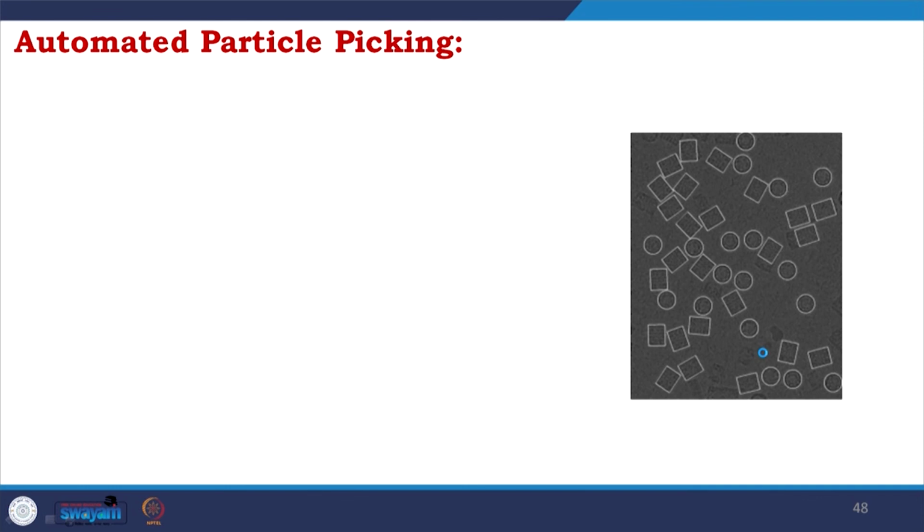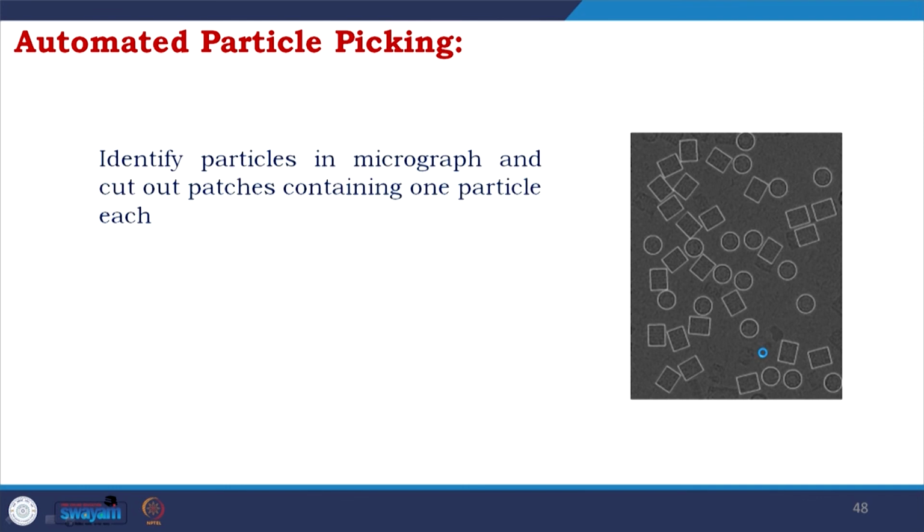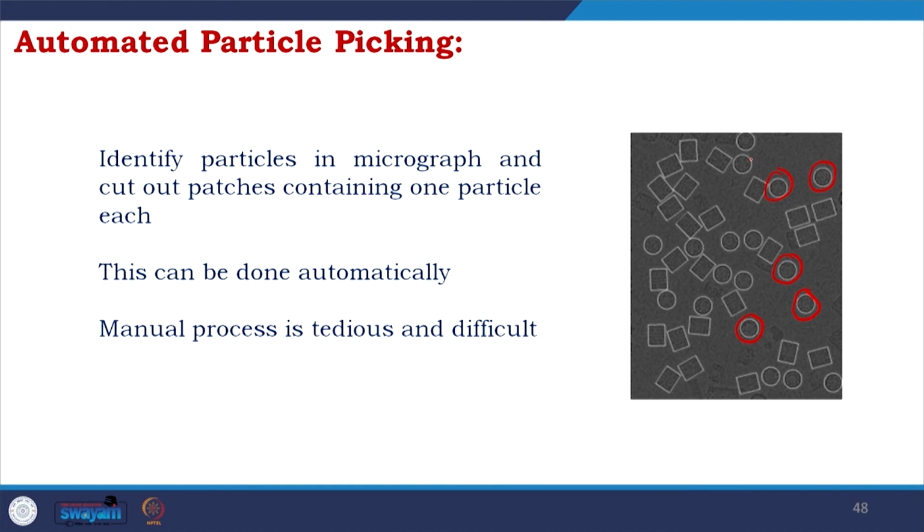Then there would be automated particle picking: identify the particles in the micrograph and cut out patches containing one particle each, like here, if you see, we have to find out these ones in that way. This can be done automatically because the manual process is tedious and difficult.